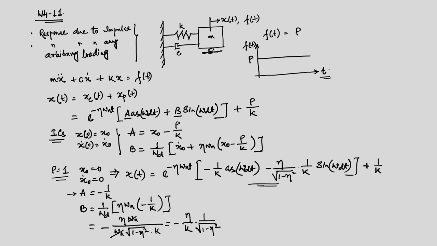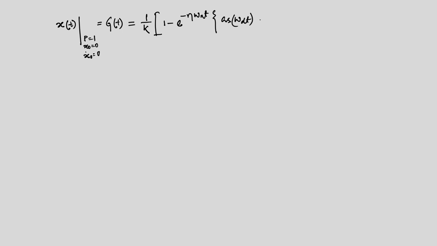Now, this condition, so we have x of t for P equal to 1, x naught equal to 0 and x naught dot is also equal to 0. This we denote by g of t, I will explain that in a minute, and for that we have the expression 1 by k times 1 minus e to the power minus eta omega n t, then we have cos of omega d t plus the sin component.